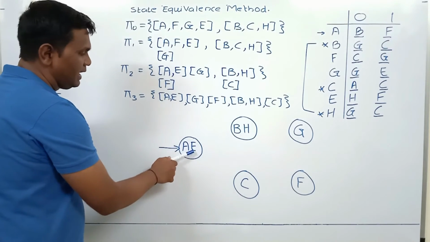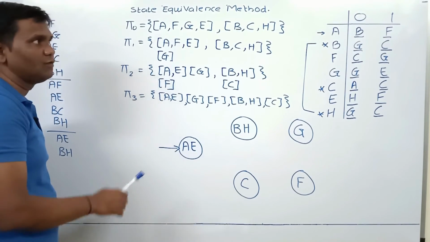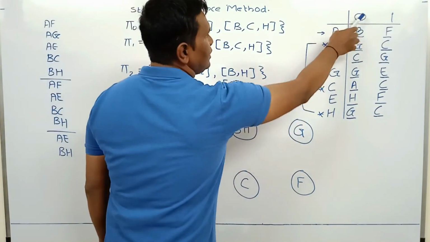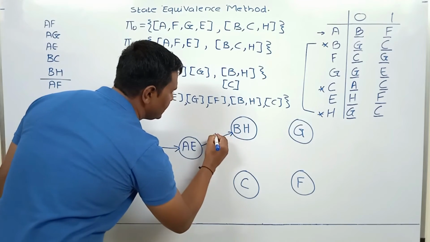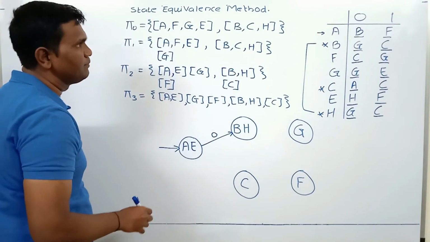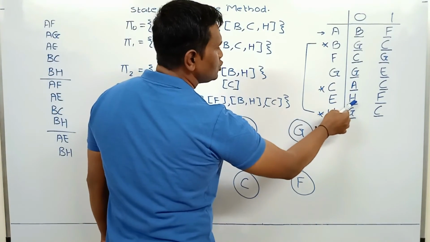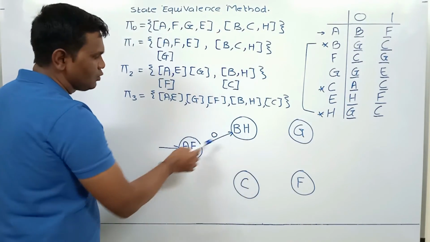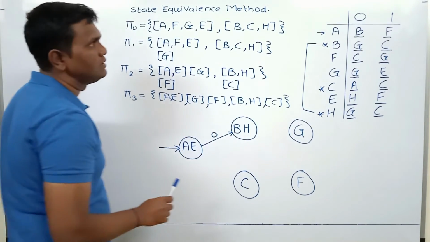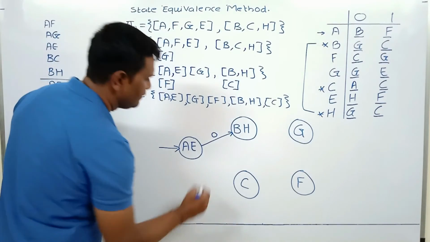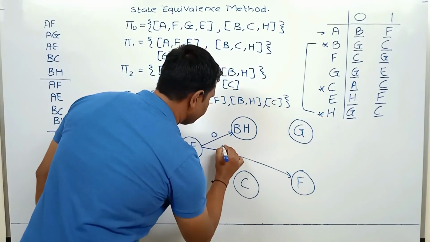For transitions of AE, consider A or E, they are equivalent, you can consider any of them. A on 0 goes to B, B is here. So AE on 0 goes to BH in minimal DFA. Even if you consider E, E on 0 goes to H, H is here itself. So AE on 0 goes to BH. Now consider transitions for 1. A on 1 goes to F. AE on 1 goes to F.